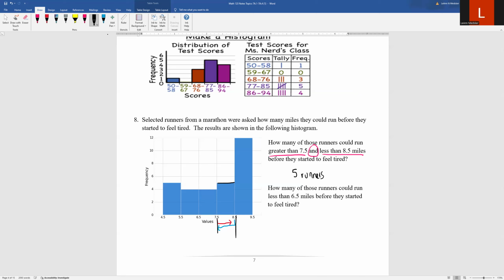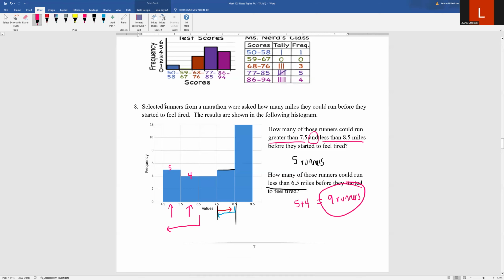Okay. How many of those runners could run less than 6.5 before they started to feel tired? Now notice that one doesn't have a greater than. So I just need to count everybody who was in the less than 6.5. So that's all the way down to the left of my bar graph. So that's going to be 2 separate bars I'm going to look at. So I had a 5 for this one and a 4 for this one. So 5 plus 4 would be 9 runners. So that's the answer for the second one.